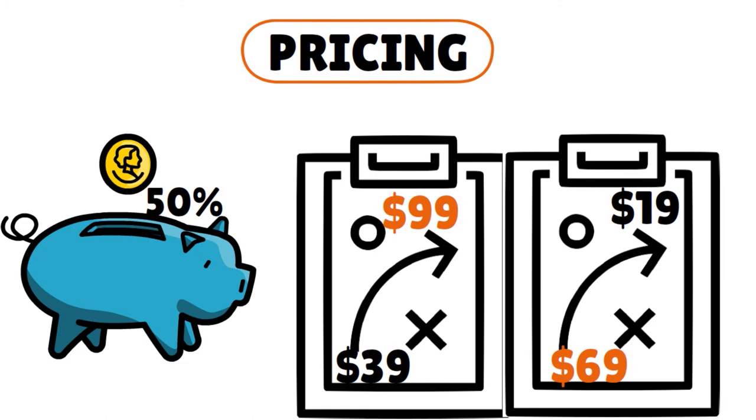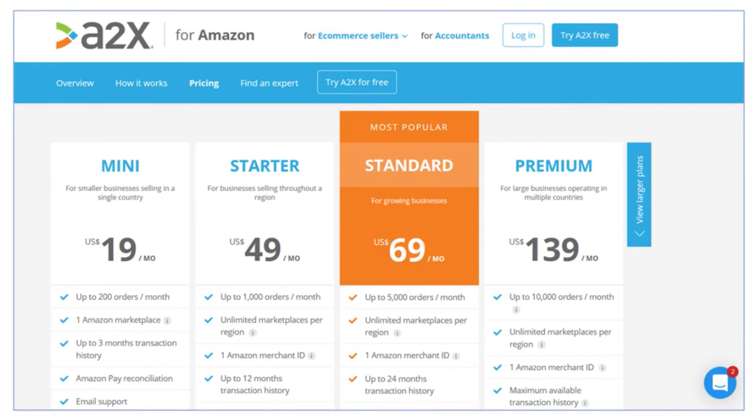We're actually showing you right now on the screen a snapshot of their price schedule, and you can see the mini, the standard, the starter, and the premium. Actually, based on our analysis, most Amazon FBA sellers go for the standard price.